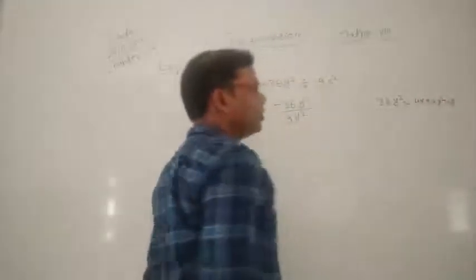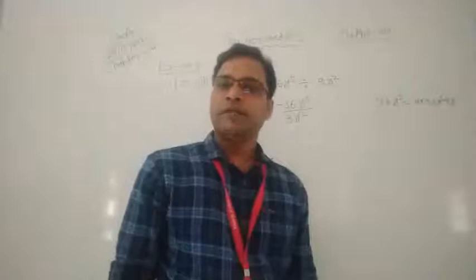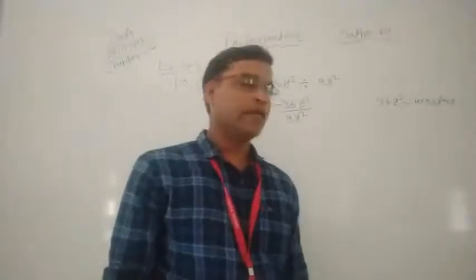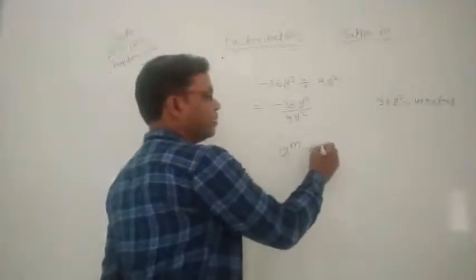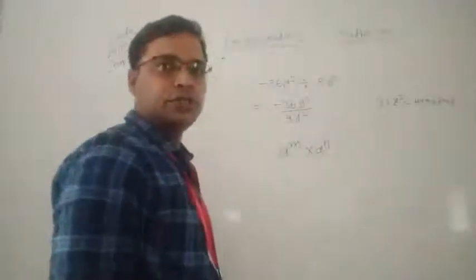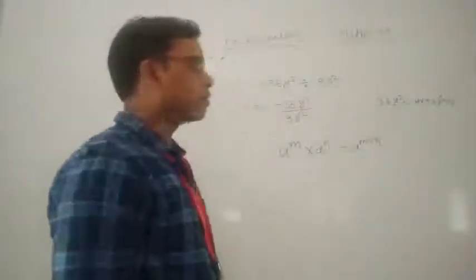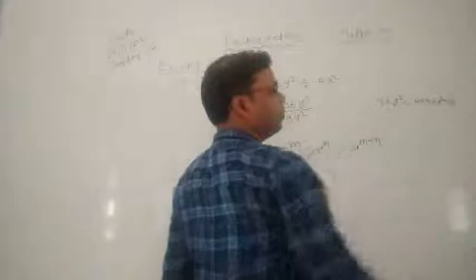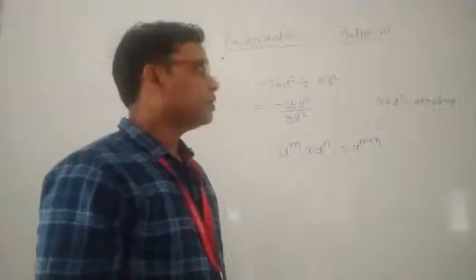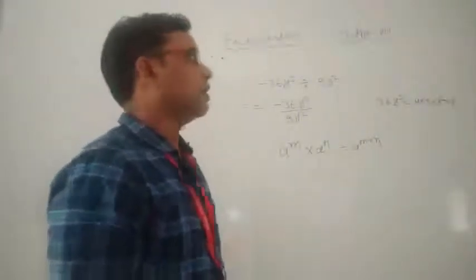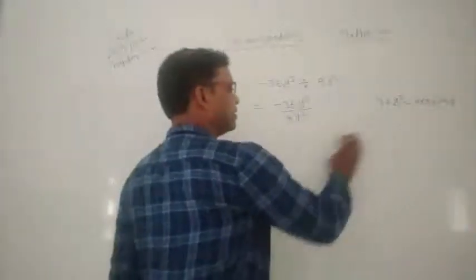You know very well that if the bases are the same, then the powers will add. You know this law of exponents: a to the power m into a to the power n is equal to a to the power m plus n. So here y power 2 into y power 1, the bases are the same, so the powers add. It becomes again y power 3, and 9 for the 36. So we can write like this.